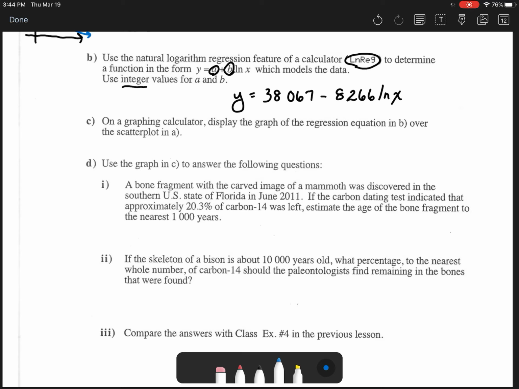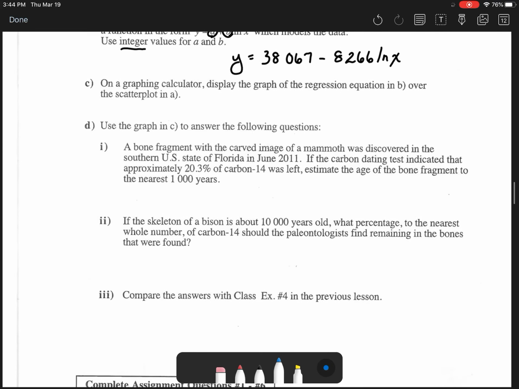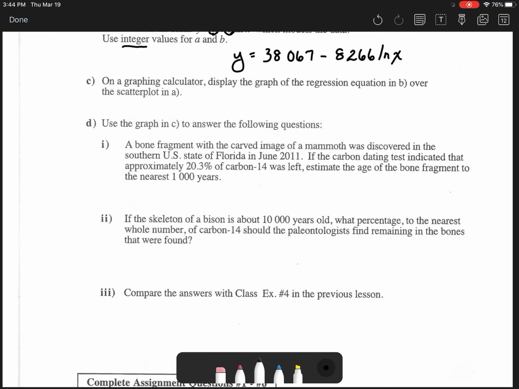That's what it basically says in D here. Use the graph in C now to answer the following questions. Part 1: a bone fragment with the carved image of a mammoth was discovered in the southern U.S. state of Florida in June 2011. If the carbon dating test indicated that approximately 20.3% of carbon-14 was left, estimate the age of the bone fragment to the nearest 1,000 years.